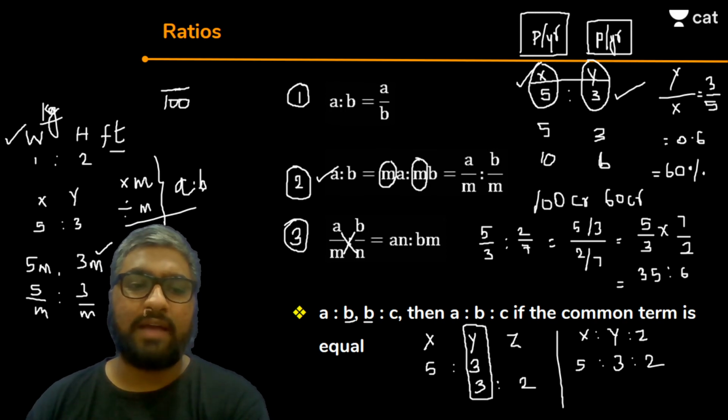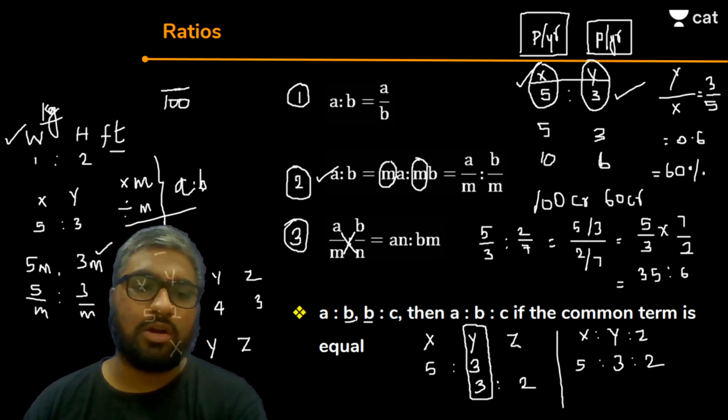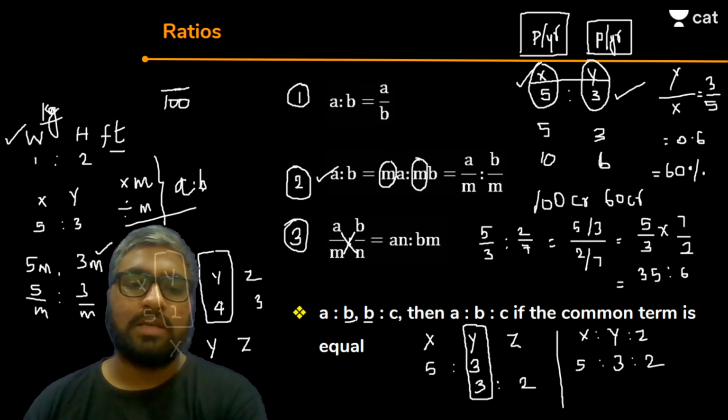For example, if we have 5 is to 2 as x and y's ratio, and y and z's ratio is 4 is to 3, then how would I combine? What would be the ratio of x, y, and z? I'll have to make sure that the common term's ratio is the same. So here y is 4 parts, here y is 2 parts. How can I make them the same? By doubling this ratio. So 5:2 is the same as 10:4, correct?